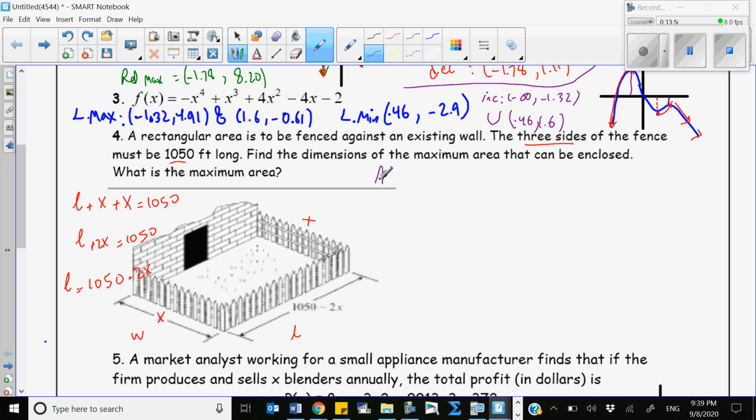So we know that area is length times width. I'm going to replace whatever I have for L and W here. So length was 1050 minus 2x, and the width is x. So I can write it as a function of x. A of x is this. That's the equation for area. Now I need to find the maximum of that, so I need to enter this into my calculator.